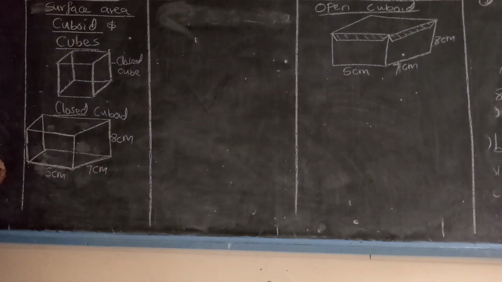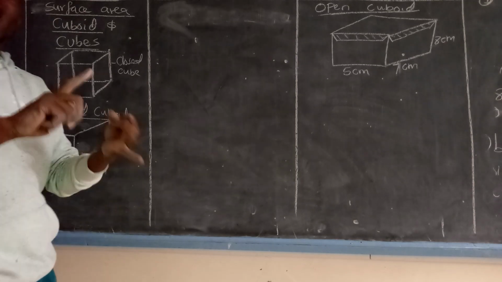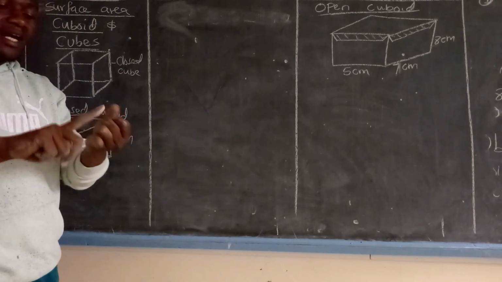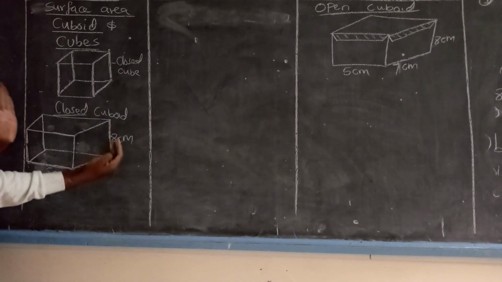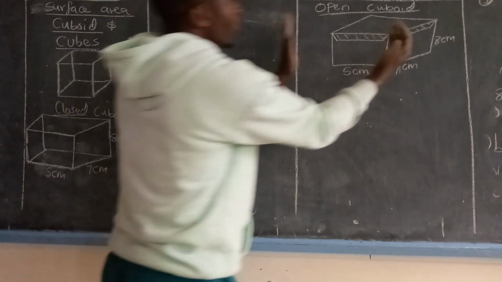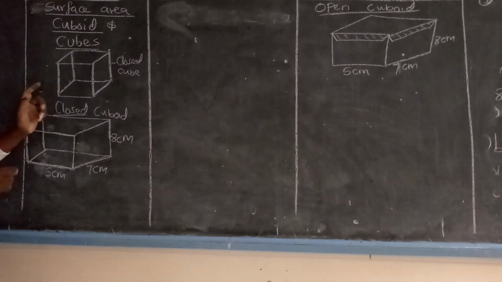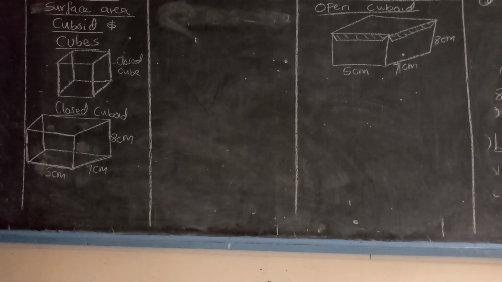Now, come to mine here. We have 2 types of cubes and cuboids: a closed cuboid and an open cuboid, or a closed cube and an open cube. The format for calculating the surface area of a closed cuboid and an open cuboid is the same as for calculating the surface area of a closed cube and an open cube. Now, let me start with this one.